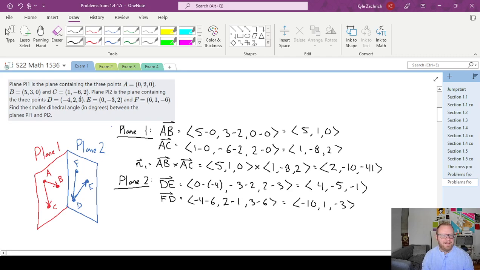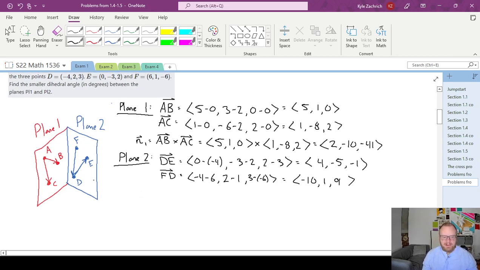Oh, see? Just double checking here, right? I had 3 minus -6, so really that should be a plus there. So 3 minus -6, that'll be a +9 there. All right. Taking the cross product of these two will give me this normal vector sticking out of plane 2.